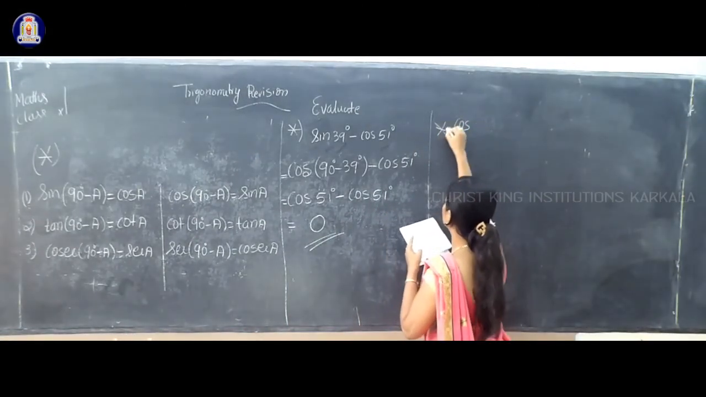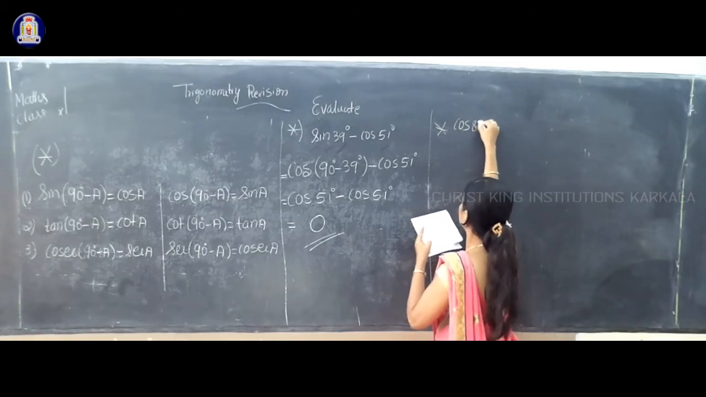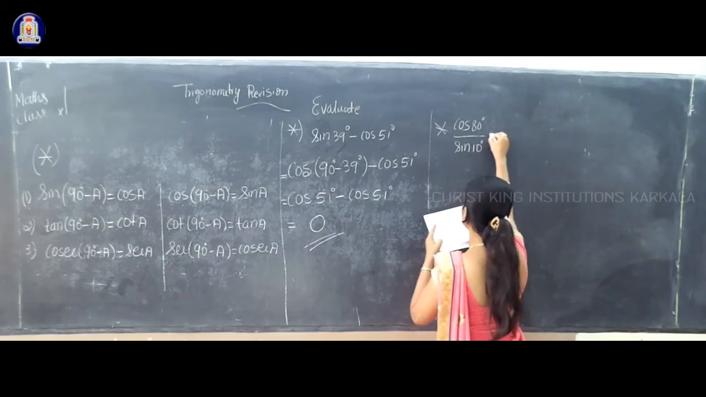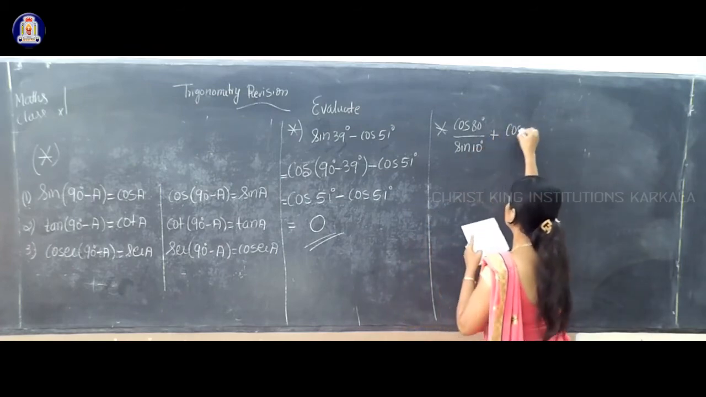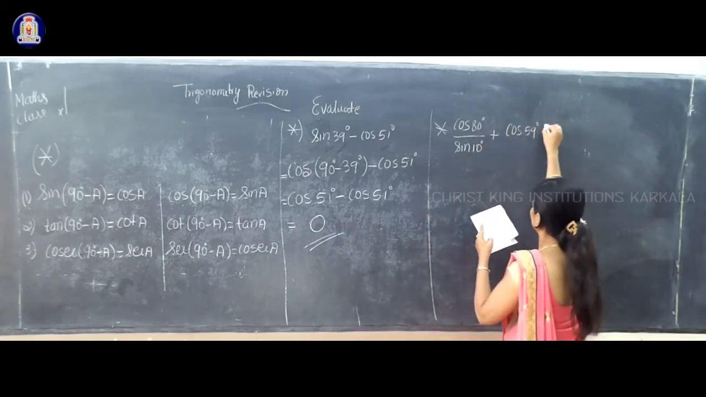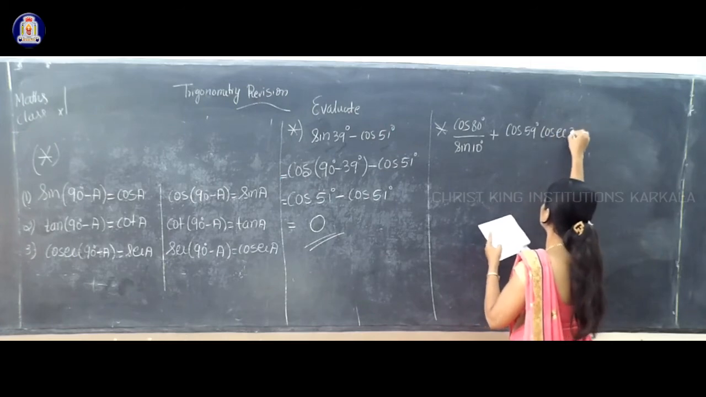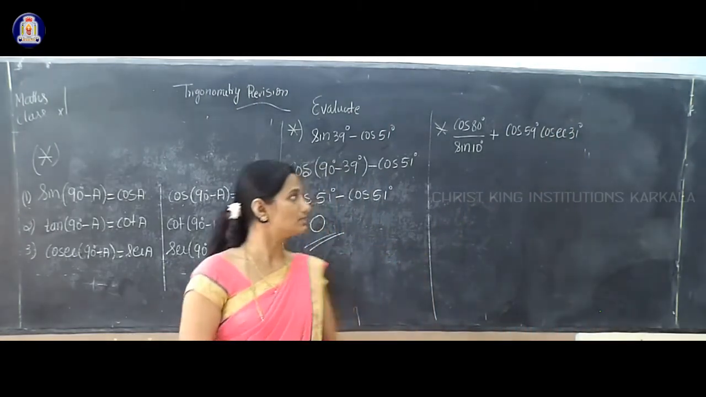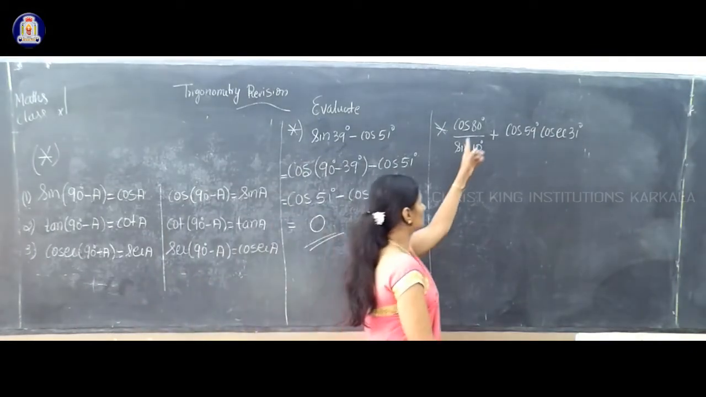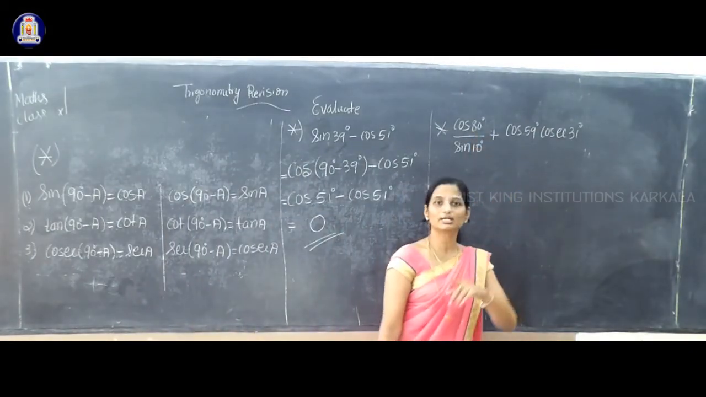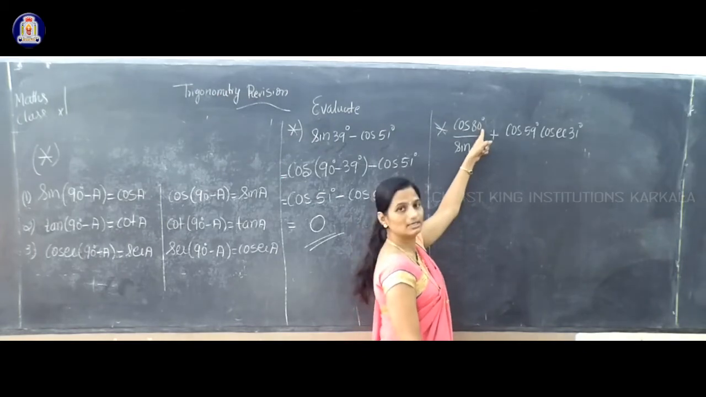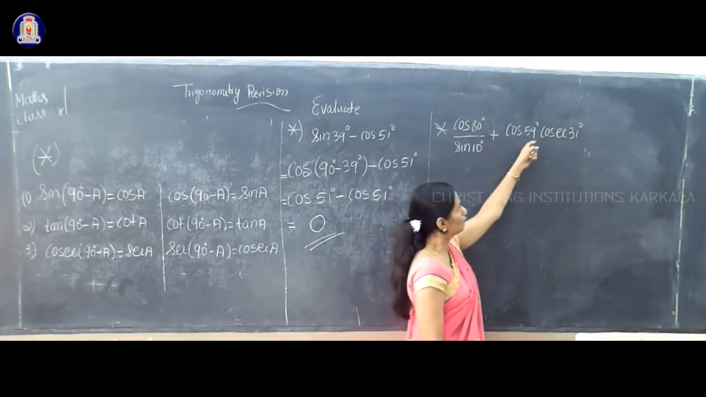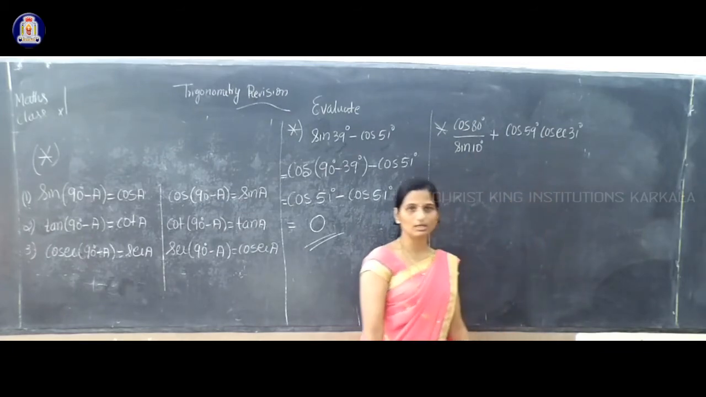Cos 80 degrees divided by sin 10 degrees plus cos 59 degrees cosecant 31 degrees. Evaluate this one. So what is the answer? So first check whether these angles are in your table. 80 is not there in your table. 10 degrees also not there in your table. 59 and 31 not there in your table.